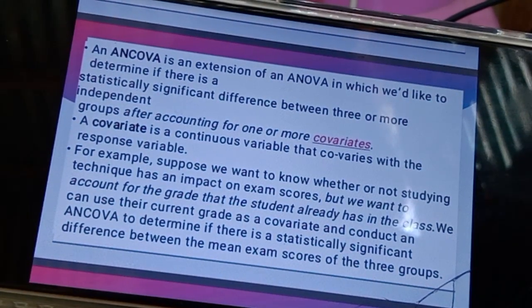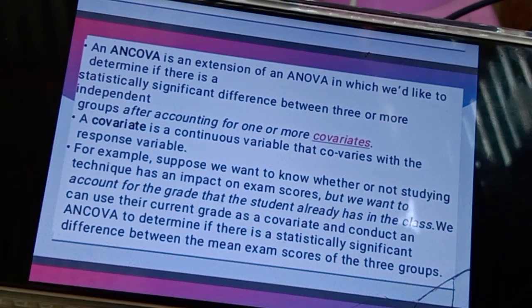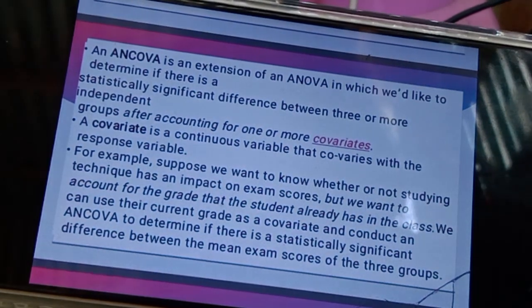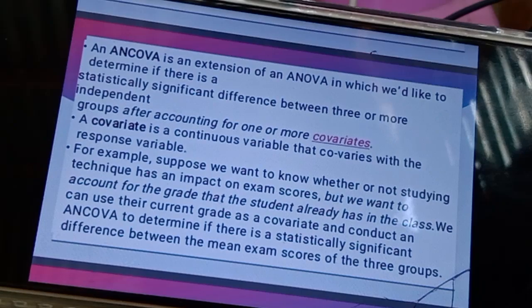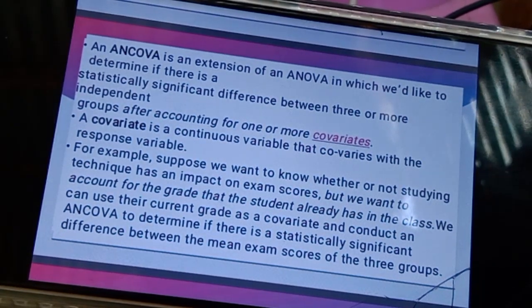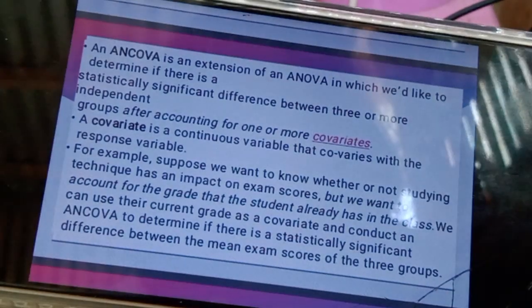For example, suppose we want to know whether or not studying technique has an impact on exam scores, but we want to account for the grade that the student already has in the class. We can use their current grade as a covariate and conduct an ANCOVA to determine if there is a statistically significant difference between the mean exam scores of three groups.